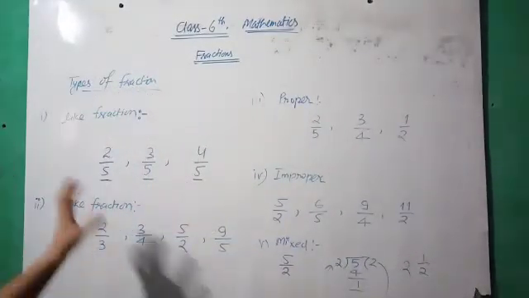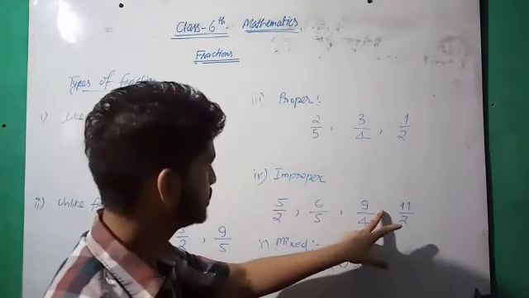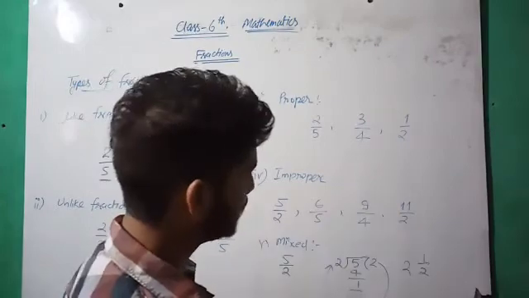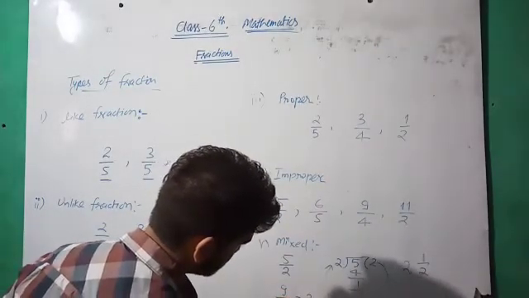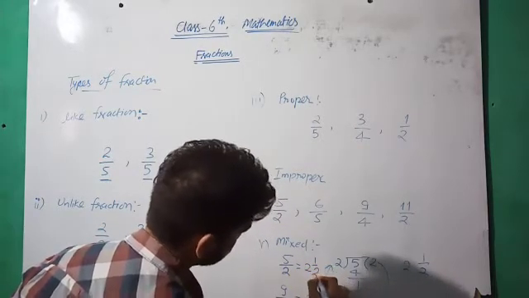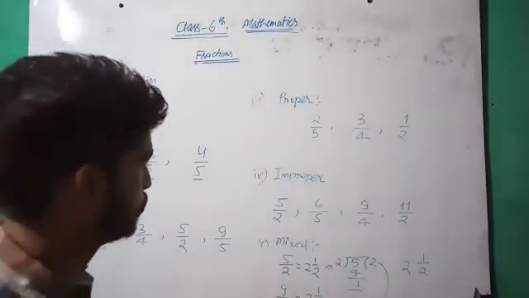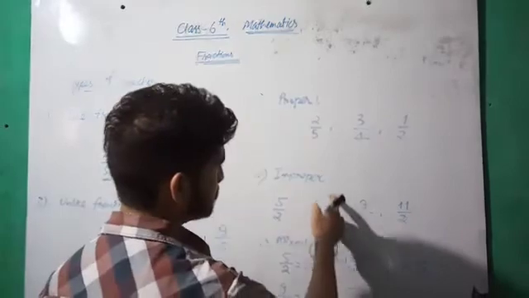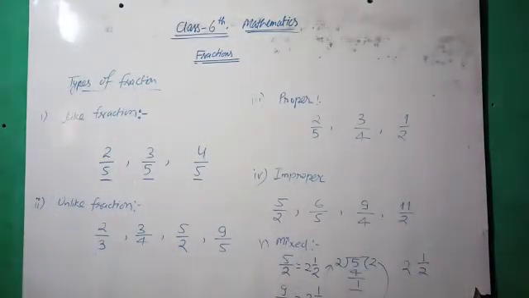So these are the types of fraction: like fraction, unlike fraction, proper, improper, and mixed fraction. If you want to convert 9 by 4, then 4 twos are 8, so 8 whole 1 by 2. 5 by 2 is 2 whole 1 by 2. 11 by 2 is 5 whole 1 by 2. 6 by 5 is 1 whole 1 upon 5.